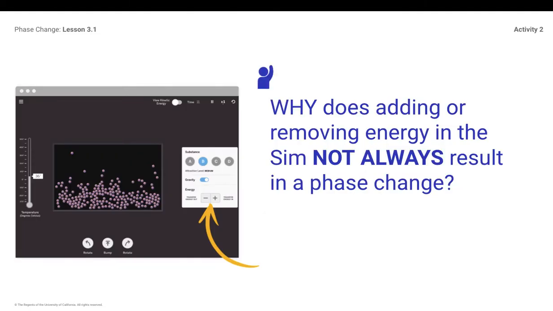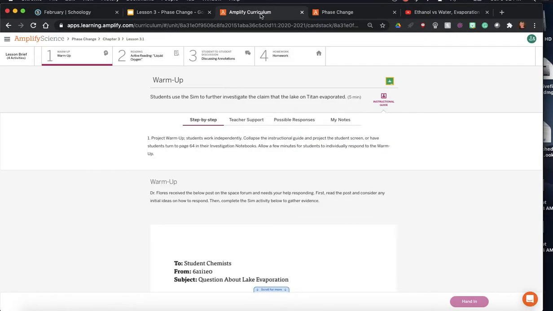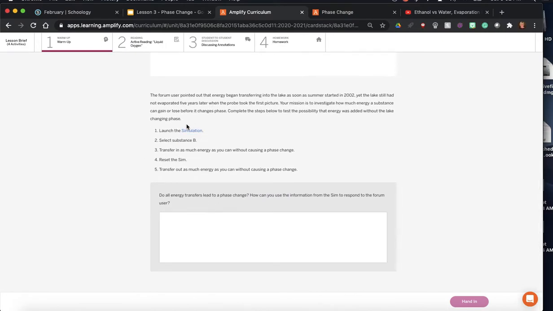We need to go to the sim. So I want you guys to go back to Amplify. You guys should be in there already. Scroll down and launch the simulation right here. We're not going to follow these directions. I'm going to tell you what to do. So go ahead and launch that.